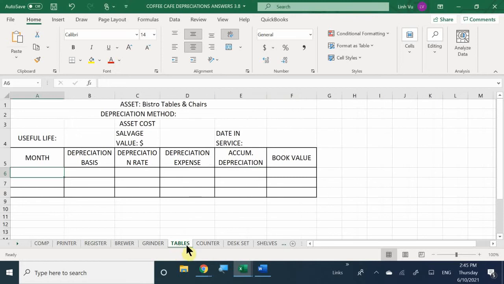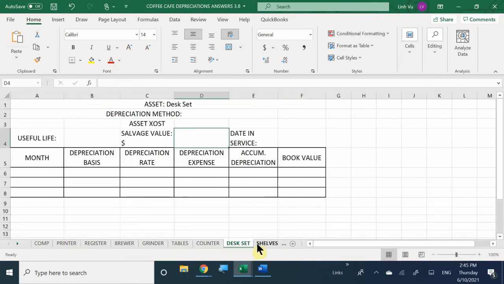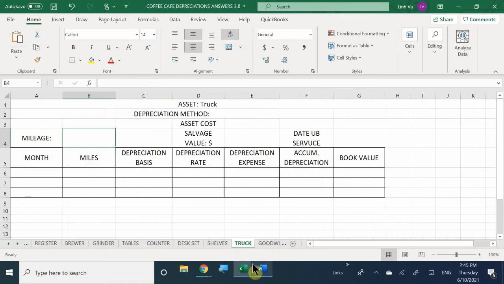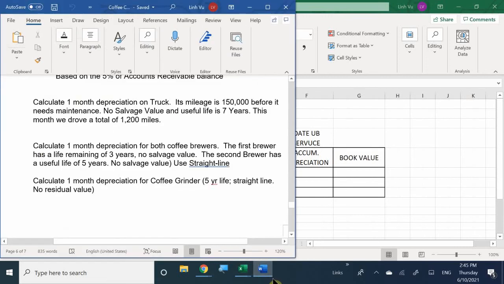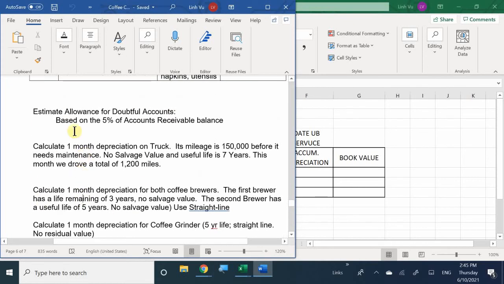So in this case, let me find my truck here. Here it is, my truck. All right, let's piece together the information that we know so far. What does it say here? We're calculating the first month depreciation on the truck. The capacity is 150,000 miles before it needs maintenance, which is outrageous, but that's okay. No salvage value.